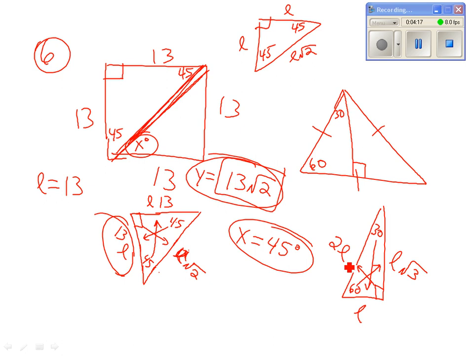First thing you've got to do, whenever you're doing 30-60-90s, 45-45-90s, or the sine, cosine, tangent, label your triangle. Sine, cosine, tangent, what do you label the three sides? The opposite leg, adjacent leg, hypotenuse. You've got to do that first. Label the triangle so that you can see what you're doing. And then you start setting up equations and figure out the missing parts.